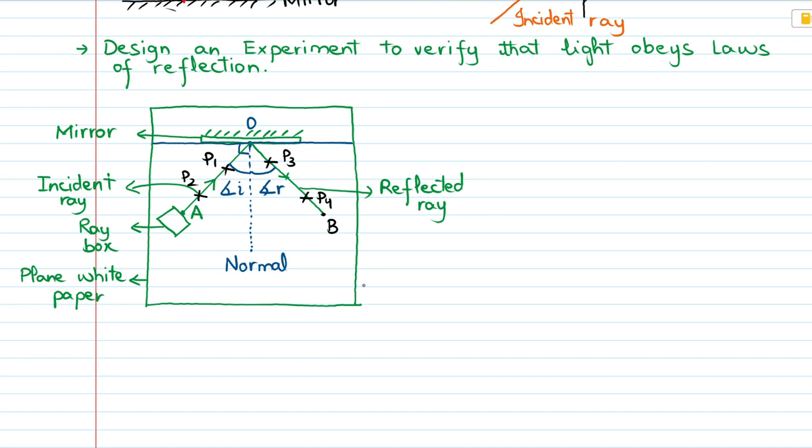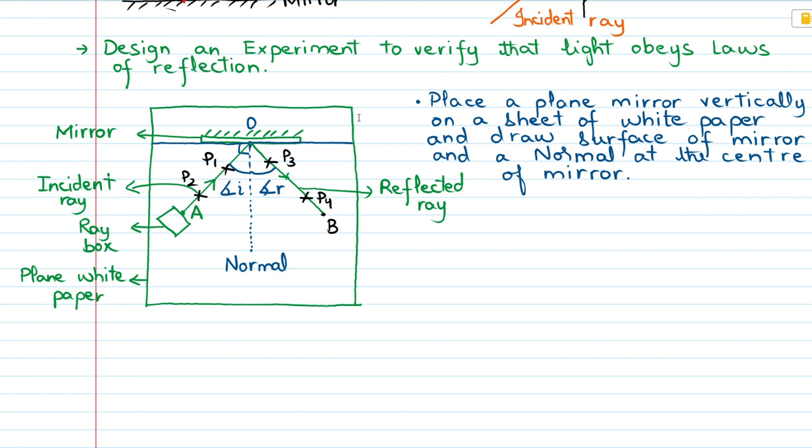So this is how we perform this experiment. And then you can gradually increase the angle of incidence, and for each value of angle of incidence, you measure the corresponding angle of reflection, and you will observe that it always obeys the law of reflection because your angle of incidence will always be equal to the angle of reflection. Now let's write it in words.